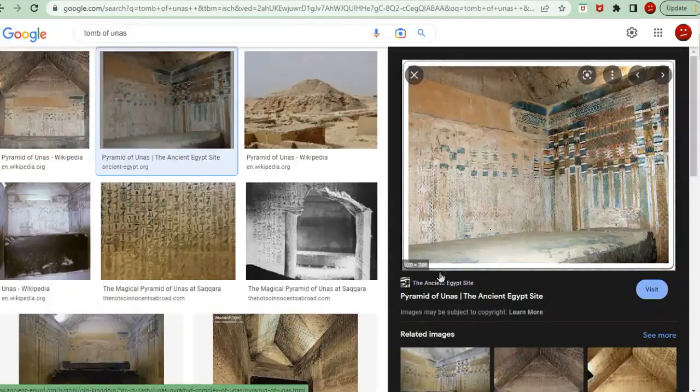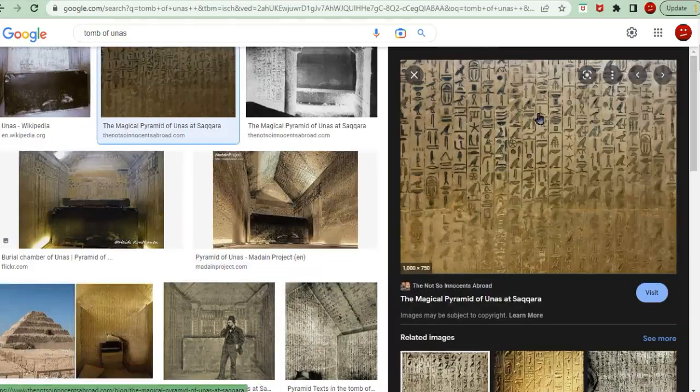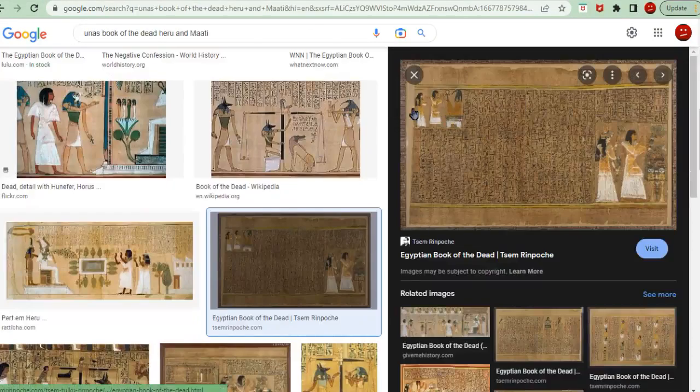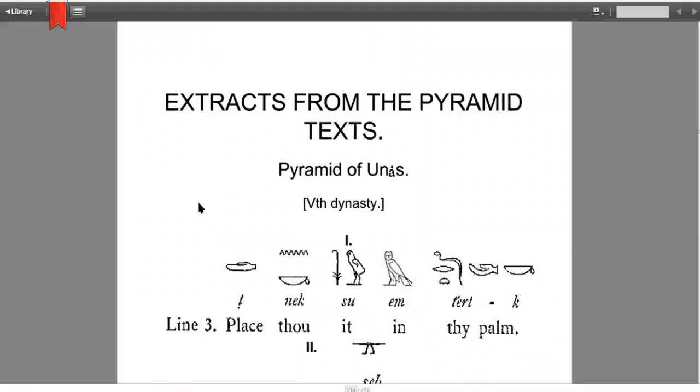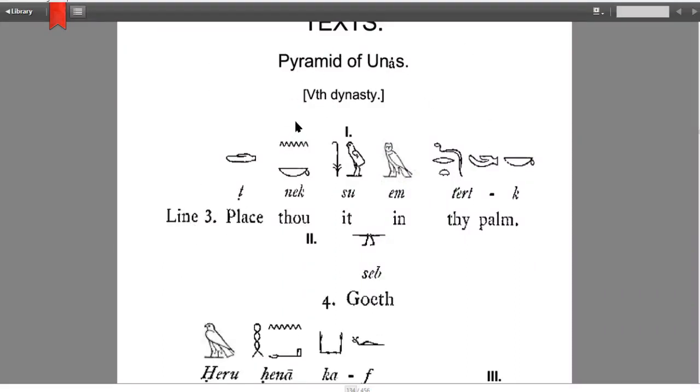This is coming out of the tomb of Eunice, said to be the oldest, 4,000 years old. And it's all inset, and some of it has some inset with colored art. And then the rest of it's all covered with this inset writing. So I'm sure this beginning here was set under some type of heading that I'm not seeing in the writing. But at the beginning of this, extracts from the pyramid text of Eunice, it's missing the first couple lines there. And the third line says, place thou it in thy palm.